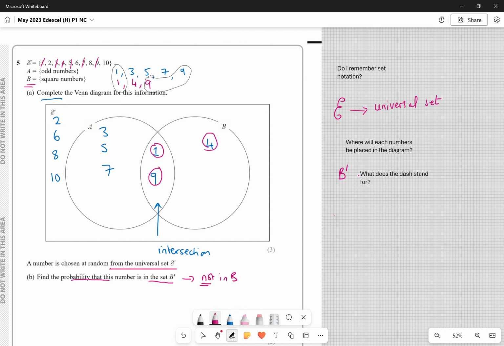So the numbers not in set B, we've got 2, 6, 8, 10, 3, 5, 7. That's 7 numbers altogether that are not in set B. There are 10 numbers altogether in the universal set. So the probability of not in set B is 7 over 10.